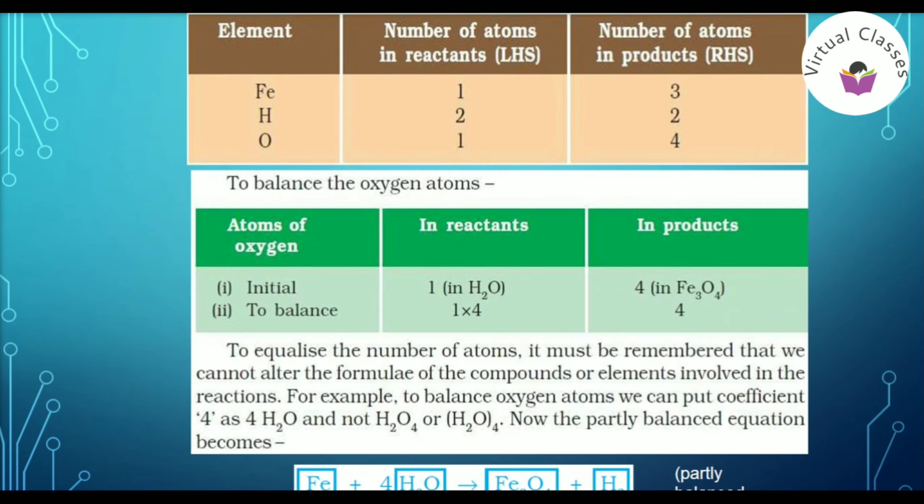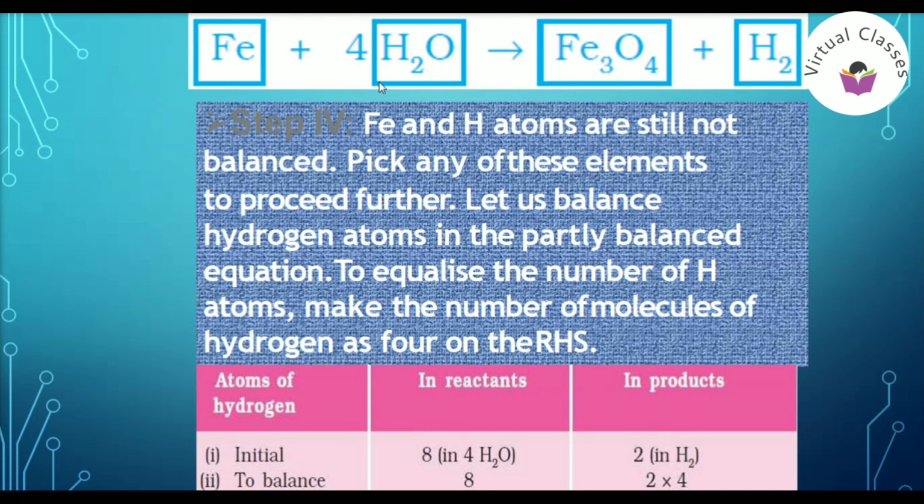Now, to balance the oxygen atoms, we have to multiply H2O by 4 to equalize the number of atoms. It must be remembered that we cannot alter the formula of the compounds or elements involved in the reaction. For example, to balance oxygen atoms, we can put coefficient 4 as 4H2O and not H2O4 or (H2O) whole 4. Now, the partly balanced equation becomes Fe plus 4H2O gives Fe3O4 plus H2. So, this is the equation now.